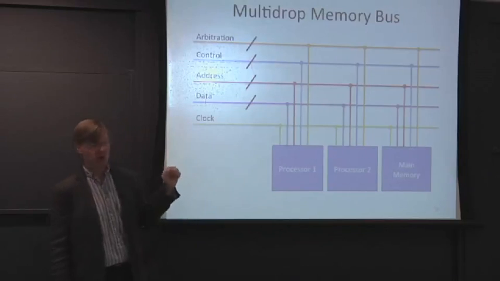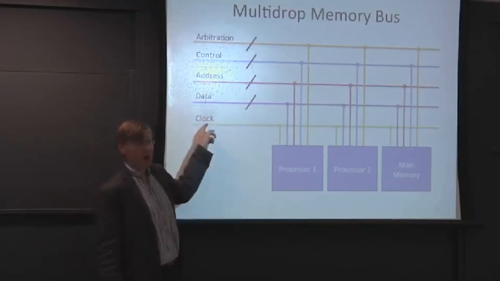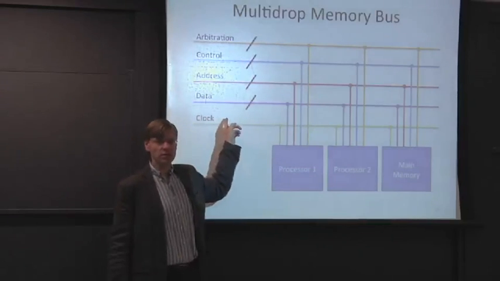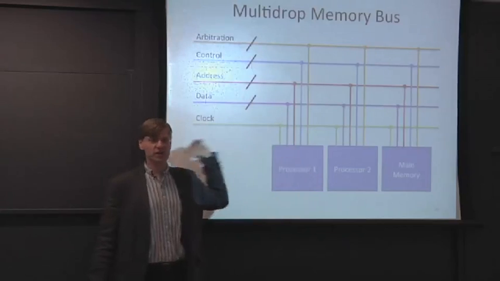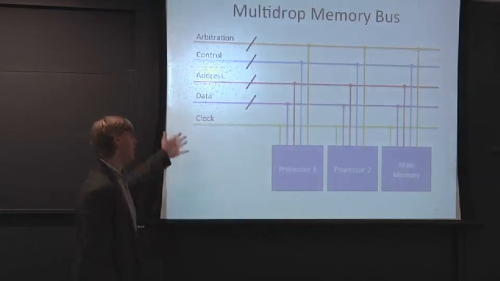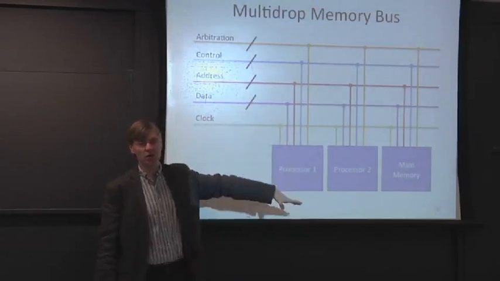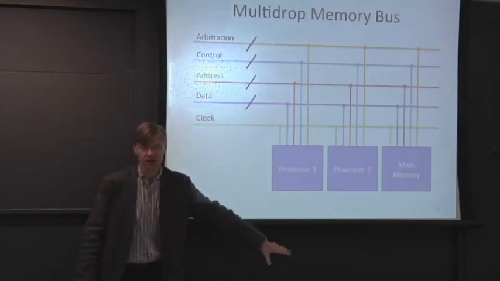And let's look at all the different wires you're going to need here. So we'll start off at the bottom here. At the bottom, we just have a clock. This is basically driven externally. Processor 1, processor 2, and main memory are not going to be driving this. This is just something they all receive to keep everybody synchronized.